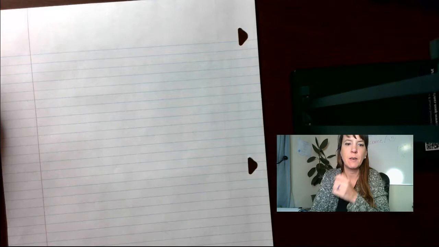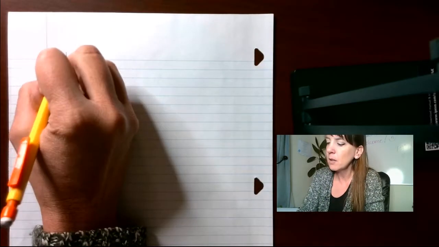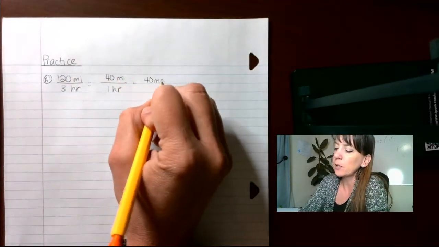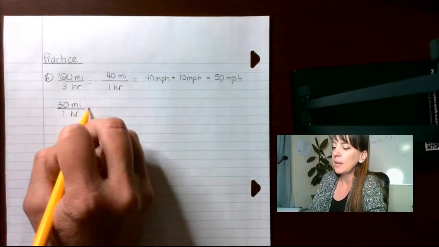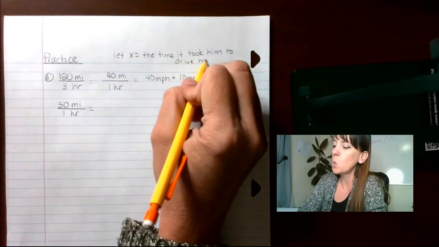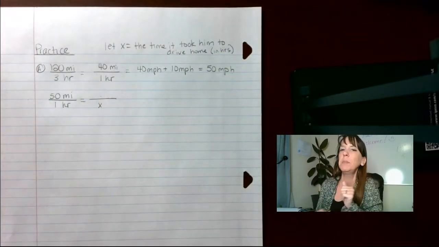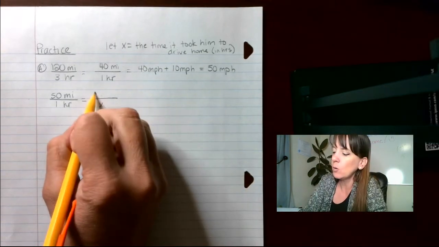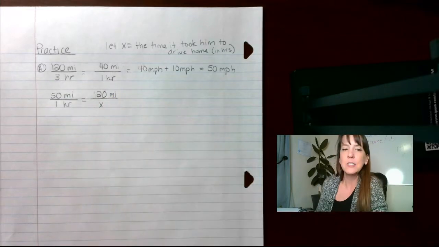Let X equal the time it took him to drive home in hours, right? In hours, not in days, not in minutes, none of that, in hours. All right, so what we're looking for is the time, so we're gonna put an X here. What we need is the mileage. Remember, he went to Grandma's house and Grandma's house did not move and his house presumably did not move. There is still 120 miles between the two, regardless of what their rate is. So 120 miles. Let's do some cross multiplying.